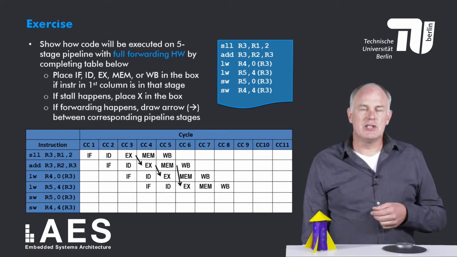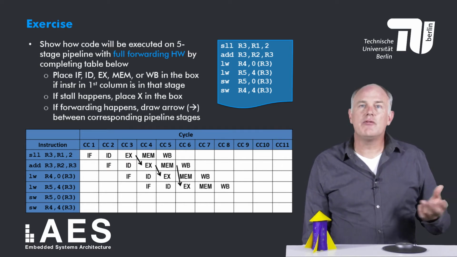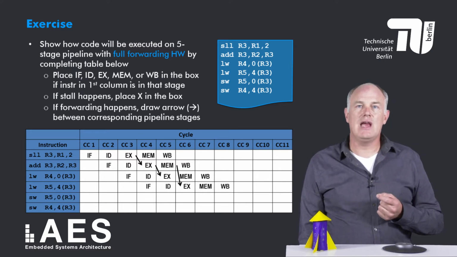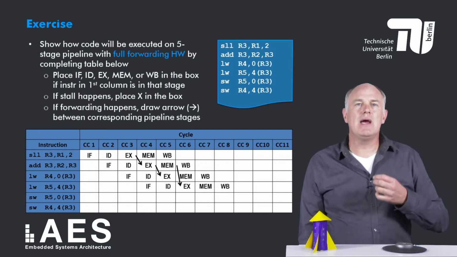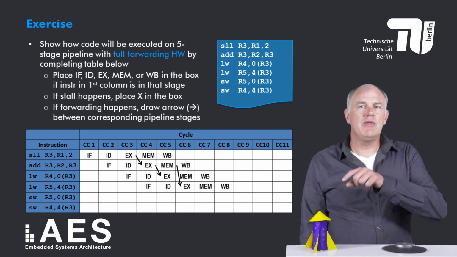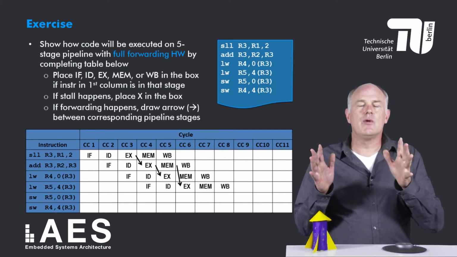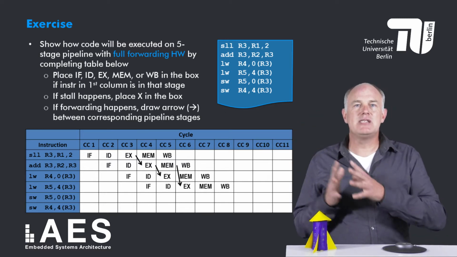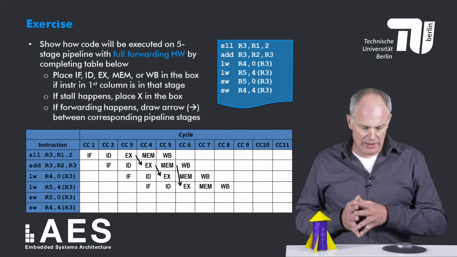The fourth instruction, the load word R5, 4(R3), also needs R3 to calculate the address, so it is also dependent on the second instruction. But in this case, the result is not forwarded from the X stage of the second instruction, but from its MEM stage, as indicated by the arrow.